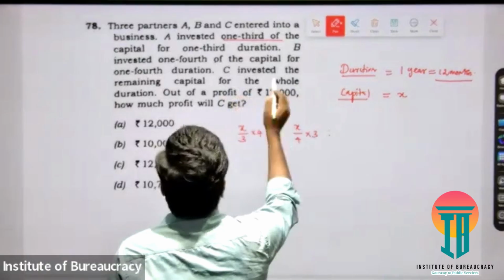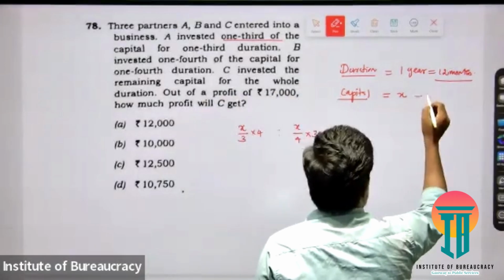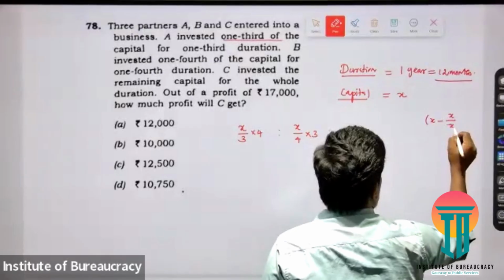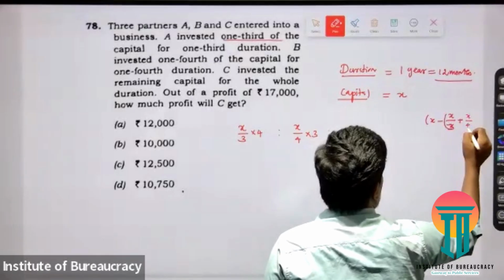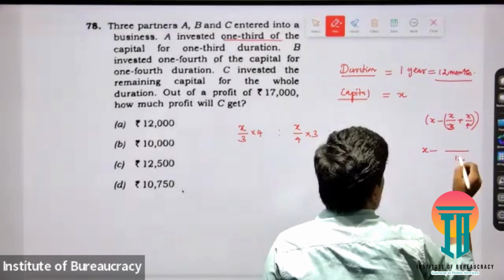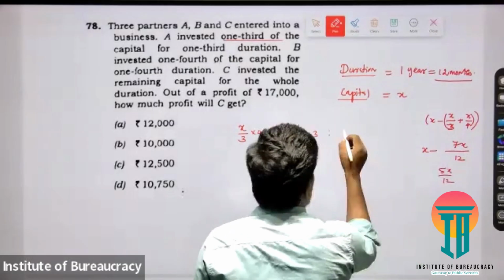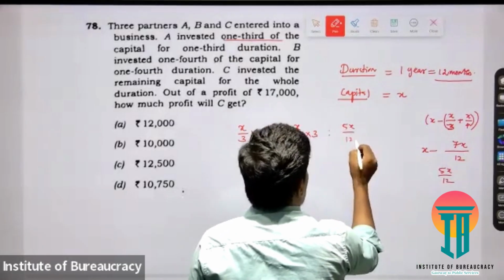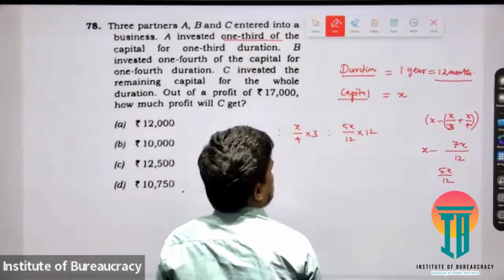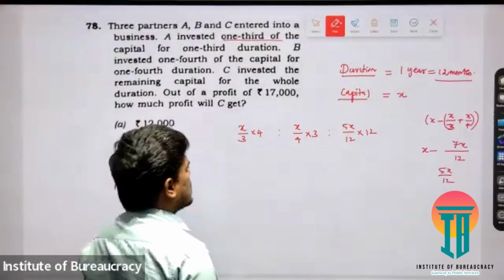And C invested the remaining capital. Remaining capital means X minus the first person's X by 3 and the second person's X by 4. The remaining capital is how much? X minus 7X by 12, therefore it is 5X by 12. That is for the whole duration, that means 12 months. If you want, you can cancel that 12, otherwise you just keep it. We can simplify it like that.